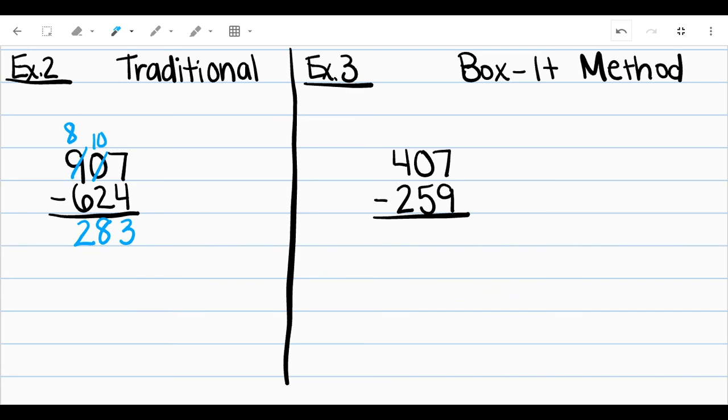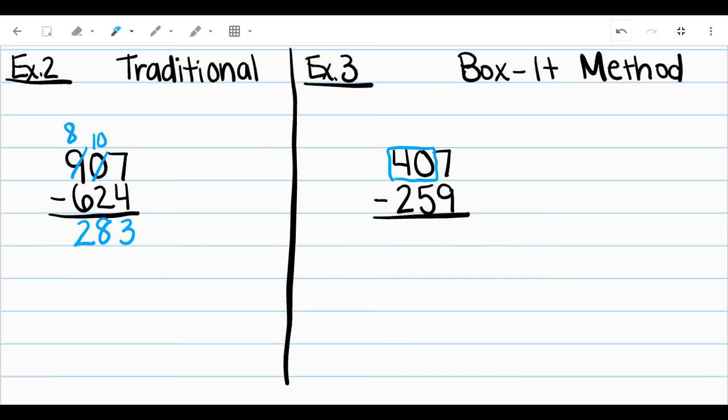So now if I look at the box it method for example 3, I have 407 minus 259. To start, I have to go to my ones place, and I have 7 minus 9. Well, I have more on the floor in this case, so I have to go next door. And since I have a 0 next door, I'm going to box my 4 and my 0, so now I have 40 I'm going to take from.